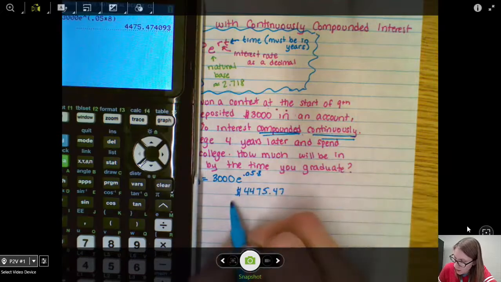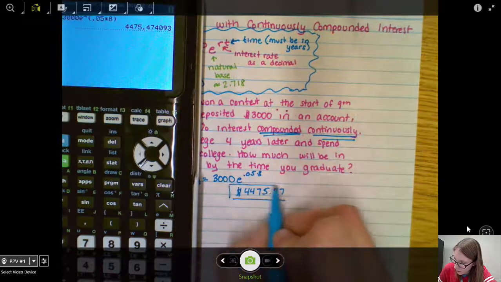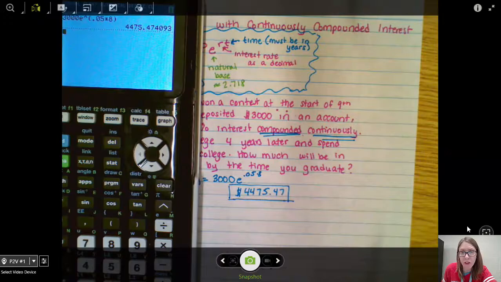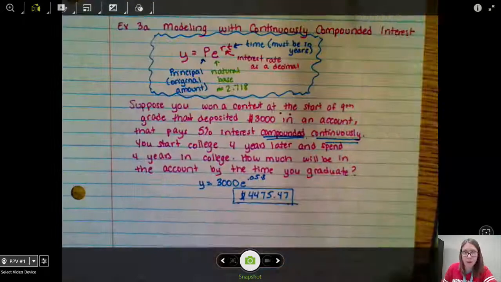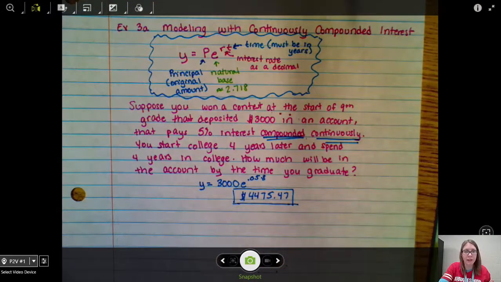So really, once we get our equation written, there's not a whole lot of work to show because this just happens on our calculator. But that is our equation for continuously compounded interest. Again, keep an eye out for those words, compounded continuously.